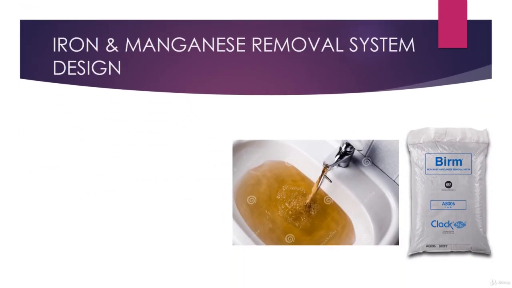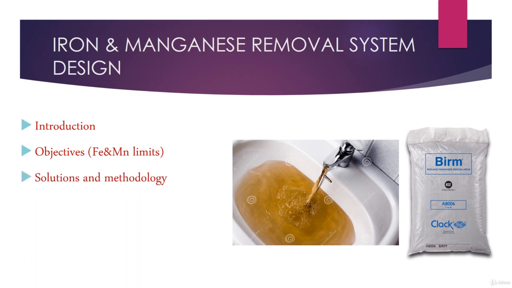In the second section on designing systems for removing the elements of iron and manganese, we will explain in the introduction the different forms of the elements of iron and manganese in water, their sources, and the acceptable limits in drinking water. We will discuss the best methods of removal of iron and manganese and how these methods affect the cost and quality of water produced.